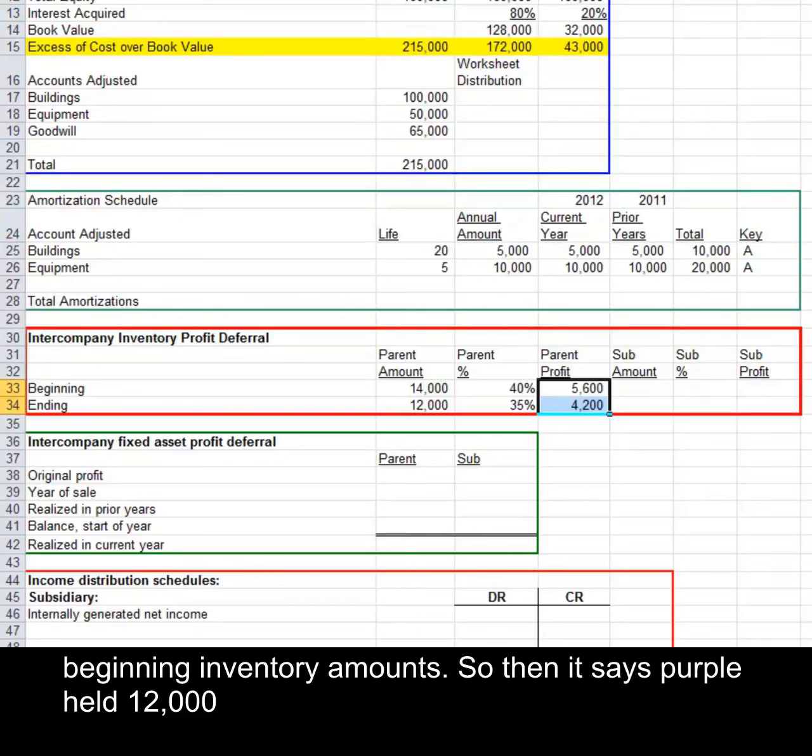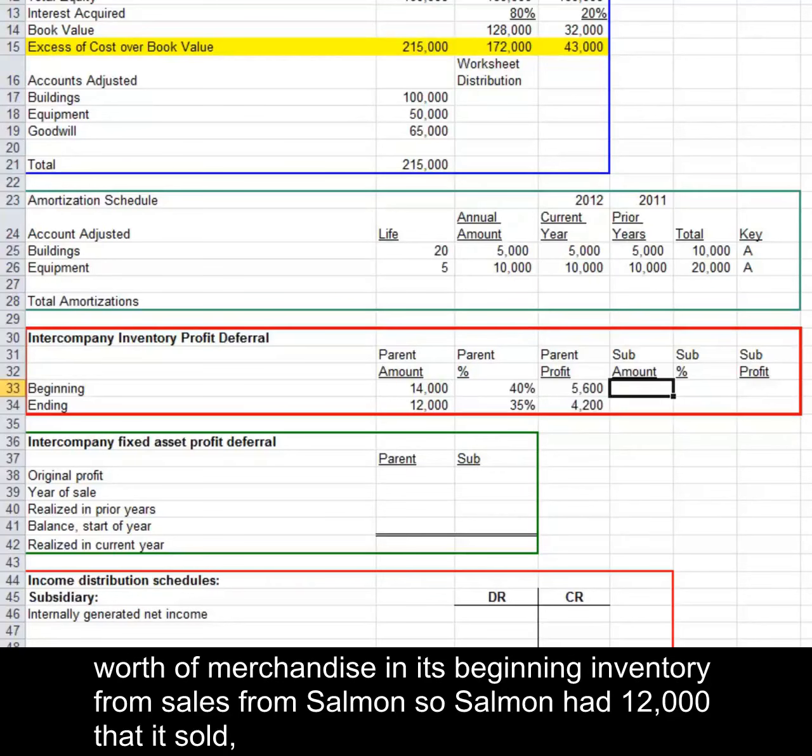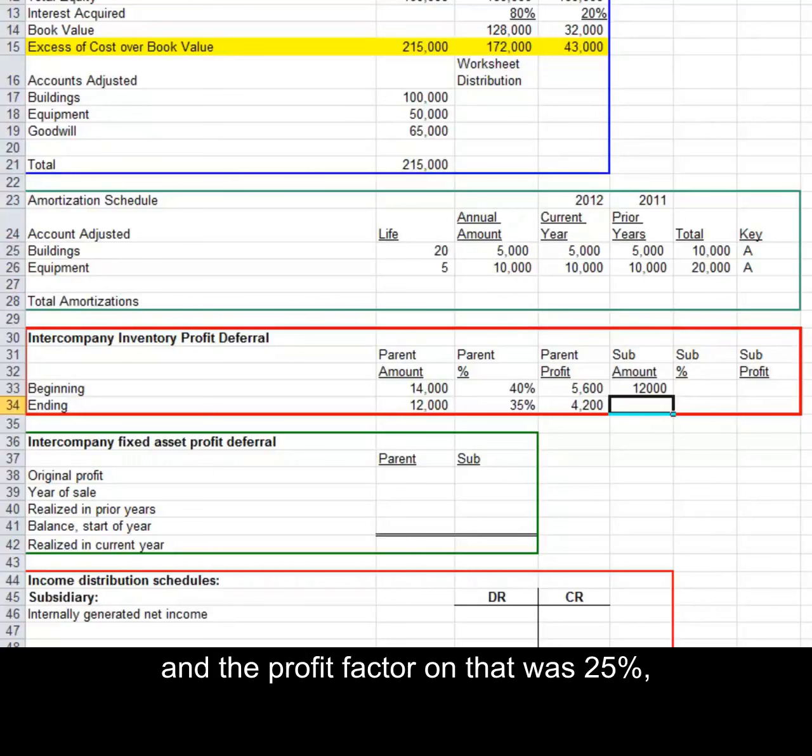So then it says Purple held $12,000 worth of merchandise in its beginning inventory from sales from Salmon. So Salmon had $12,000 that it sold, and the profit factor on that was 25%.